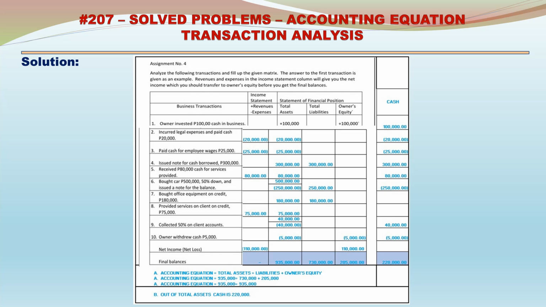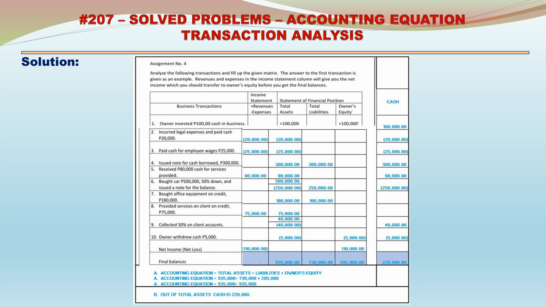8. Provided services to client on credit 75,000. So income statement 75,000, accounts receivable on assets 75,000. 9. Collected 50% on client accounts, 40,000. Cash coming in and accounts receivable reduced 40,000. 10. Owner withdrew 5,000 cash. Cash is going out 5,000 in total assets. Owner's equity is reduced by 5,000.